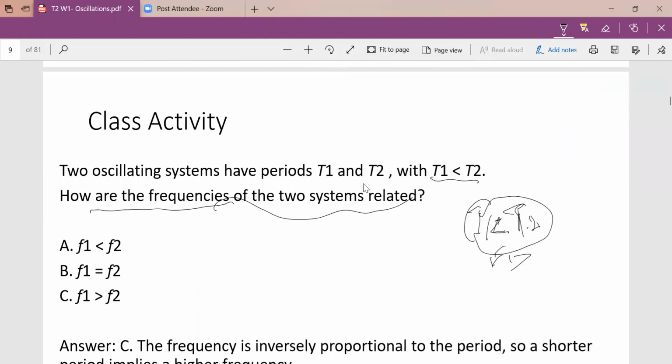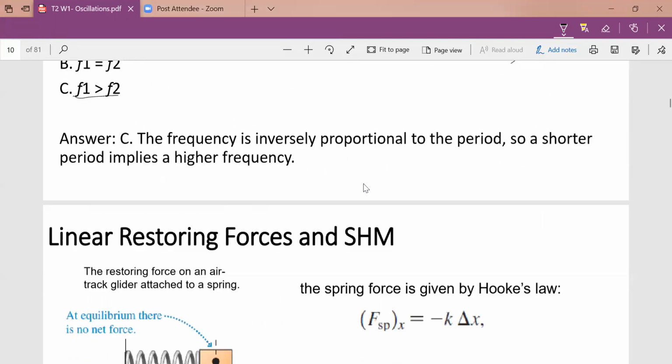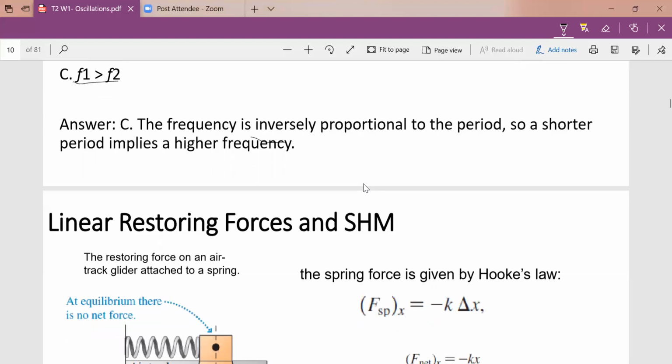Two oscillating systems have periods T1 and T2, and this is the relationship: T1 is less than T2. The question now is, how are the frequencies of these two systems related? You already know the relationship between frequency and period to be what? The inverse of the other. That means the inverse relationship of this is what they'll have. And that's why our option was C. Because if T1 is less than T2, that means the frequency of the first is greater than that of the second. That buttresses the relationship that they are inversely proportional to one another.